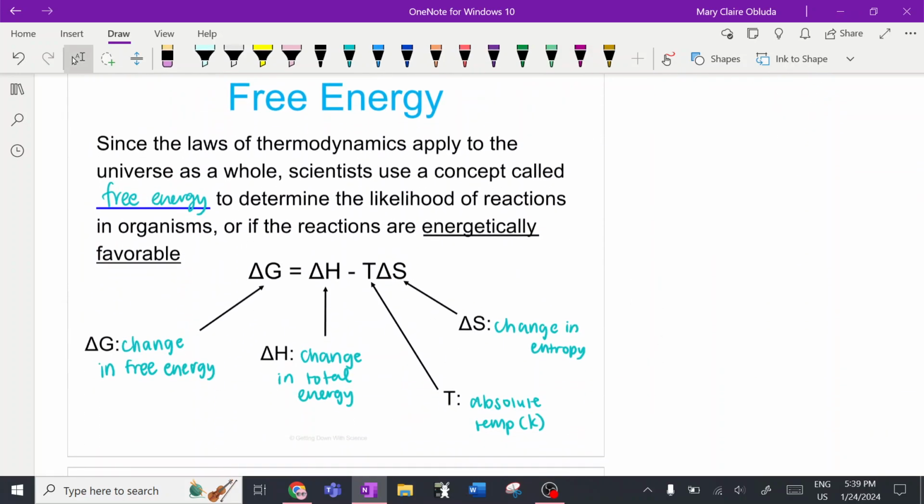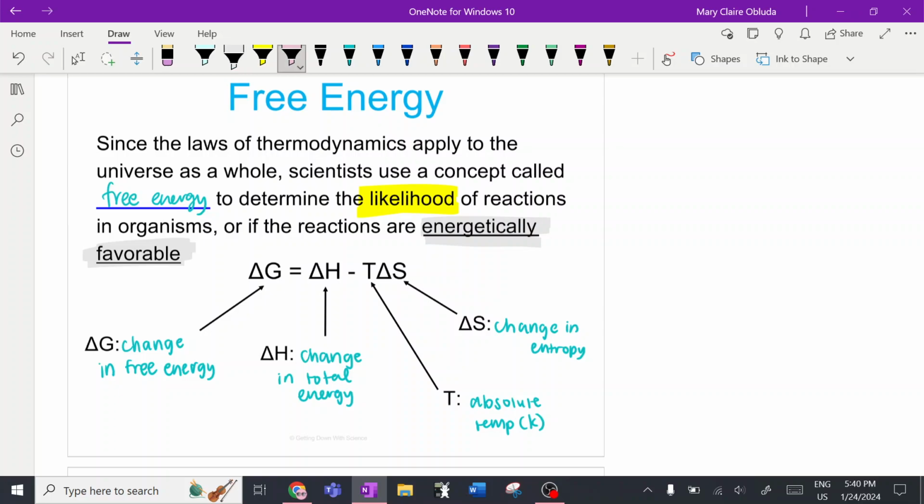Okay, so now let's talk about free energy. Since the laws of thermodynamics apply to the universe as a whole, scientists use a concept called free energy to determine the likelihood of reactions. So that's what we want to look at, the likelihood of the reactions happening. Another key word here is energetically favorable. When we're looking at reactions, we can tell if that reaction is going to happen spontaneously, and we'll touch on what spontaneous is in a second.